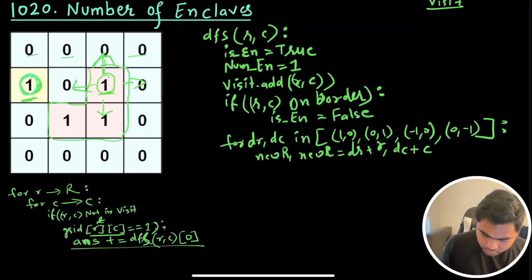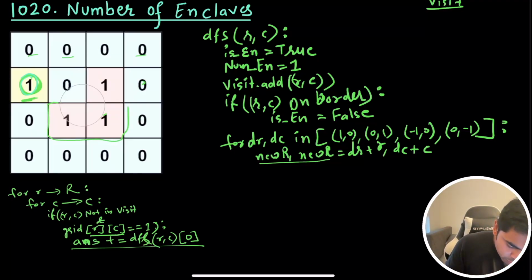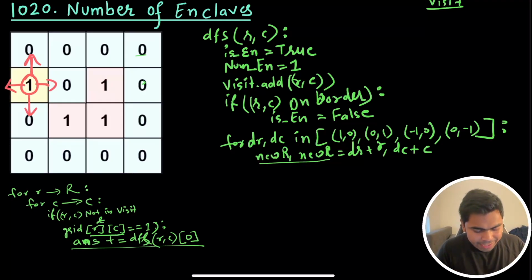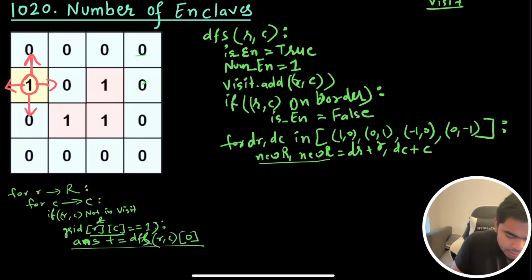So now we have this new r and new c, this new address. Let me just clean it up. Let's say if you were exploring this one right here, you will actually want to explore all its neighbors, right? By the way, this is already not an enclave, so it doesn't matter, but still, we will have to explore its neighbors to mark them visited. So now it will try to explore this right here.